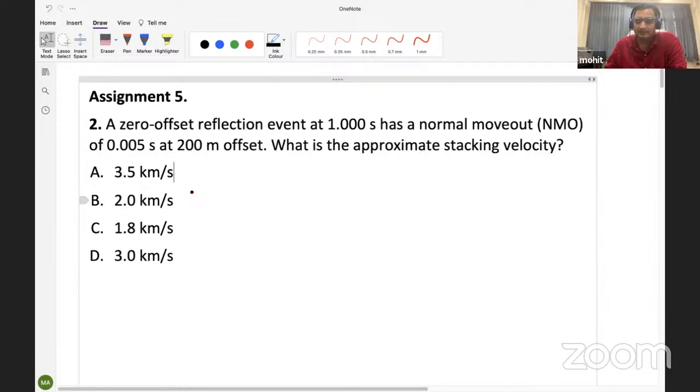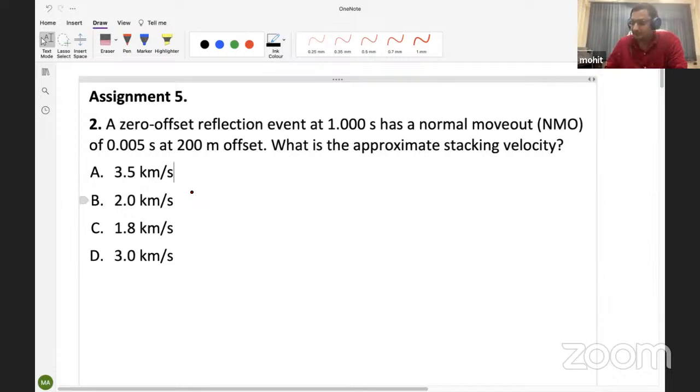And since we did not receive queries, I will continue with the explanation of the assignment and the important questions that are supposed to be discussed. In the last lecture, we covered 4 assignments. So today we are going to start with assignment number 5. There we have question number 2.